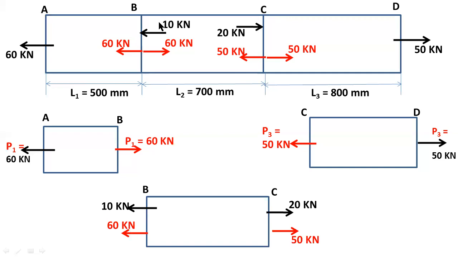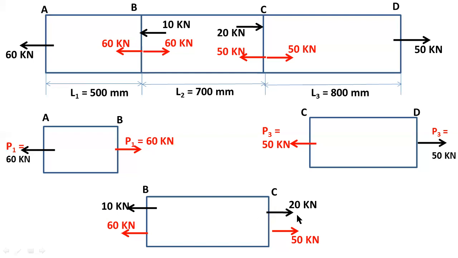These two are loads acting at B end. And here, this 50 kilonewtons load we already considered for bar CD. The remaining loads are 20 kilonewtons and 50 kilonewtons at section C. So you have to consider these two loads at section C. Here this one is in the right side direction, this one also in the right side direction. So the load acting on bar BC at C is 20 and 50. These two loads are the loads acting on bar 2.